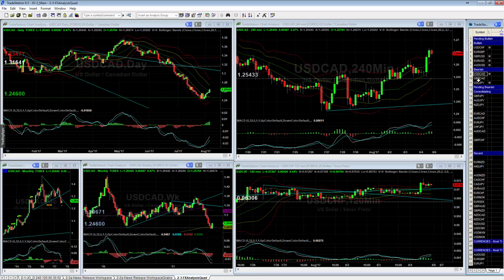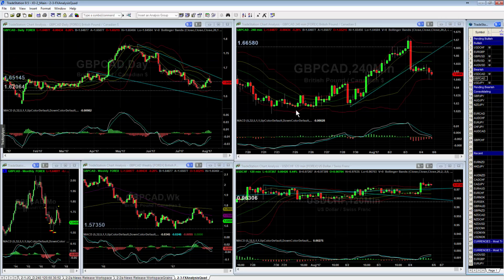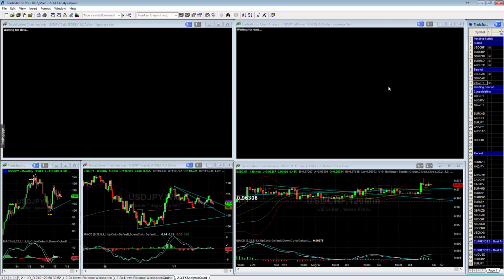For the pound loonie, you can see that we're making a move lower here. Quite a big move down here, just about to that trend line that we had there, and then we just went sideways in consolidation for the rest of the day.